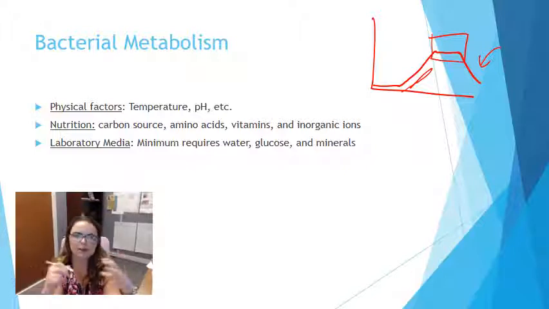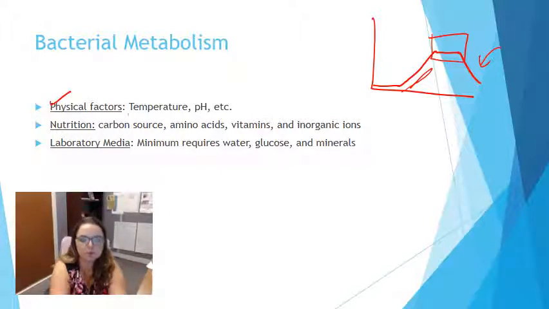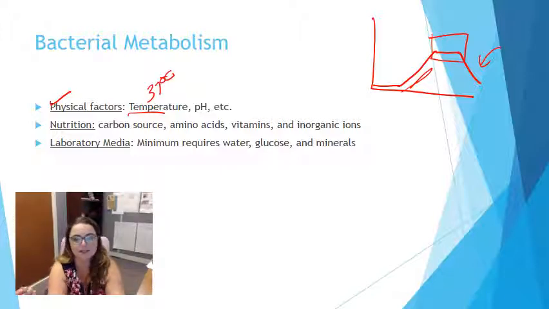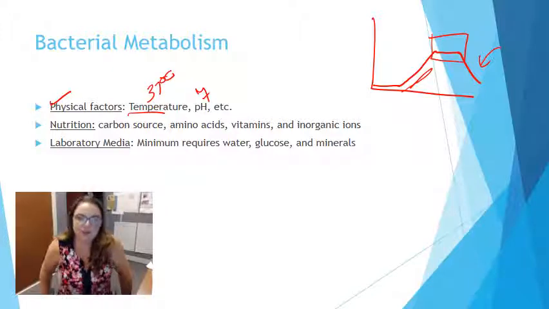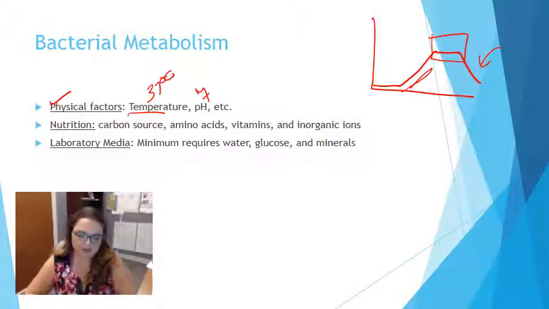So there are physical factors associated with how a bacterial culture will grow. The first would be things like temperature and pH. For most organisms, a temperature of 37 degrees Celsius, or basically body temperature, is ideal. For pH, you want to stay pretty neutral, around 7. So these are just factors, kind of where a bacterial culture likes to live.